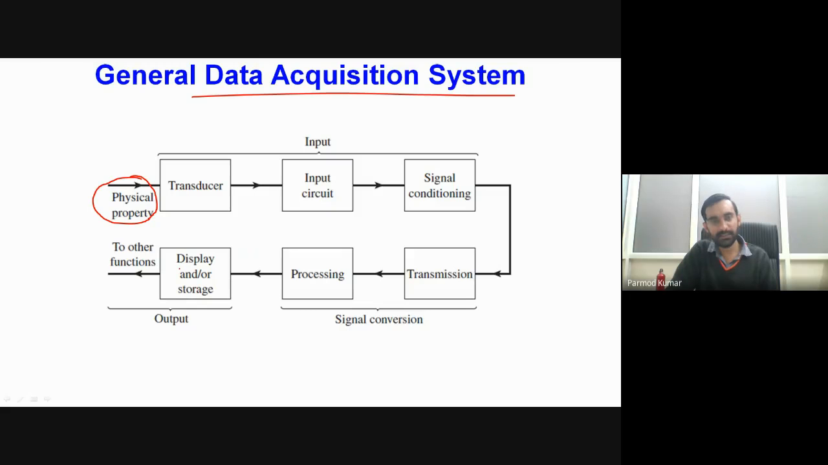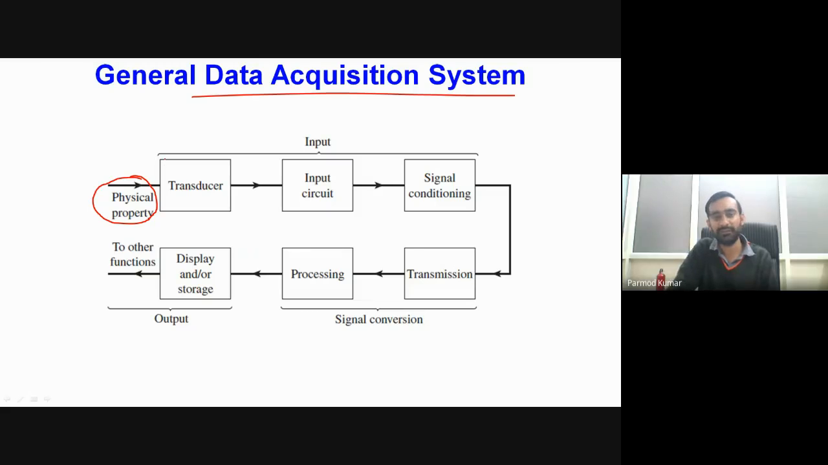Okay, and once we have obtained the value of a physical parameter, then depending upon its present value we may need to take some action in order to control that parameter. So it may pass then to further systems for processing. Okay, so this is the overall layout.